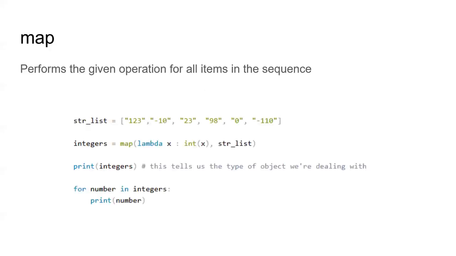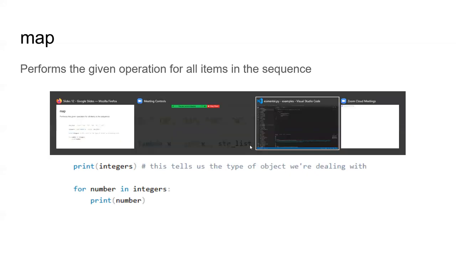But let's talk about three functional functions in Python. The first one is called map. The idea of map is that we provide a function and then a list, or a sequence, and then that operation is performed for all items in that sequence.